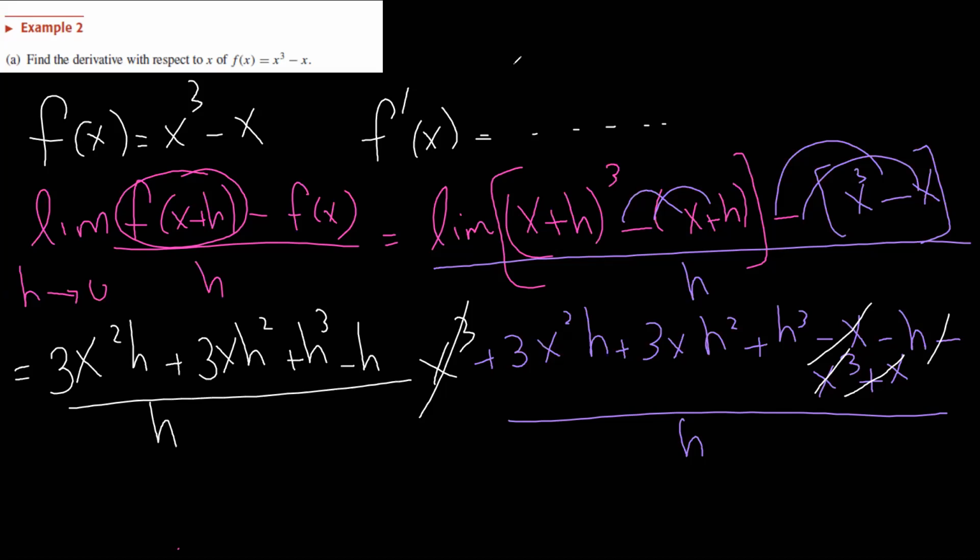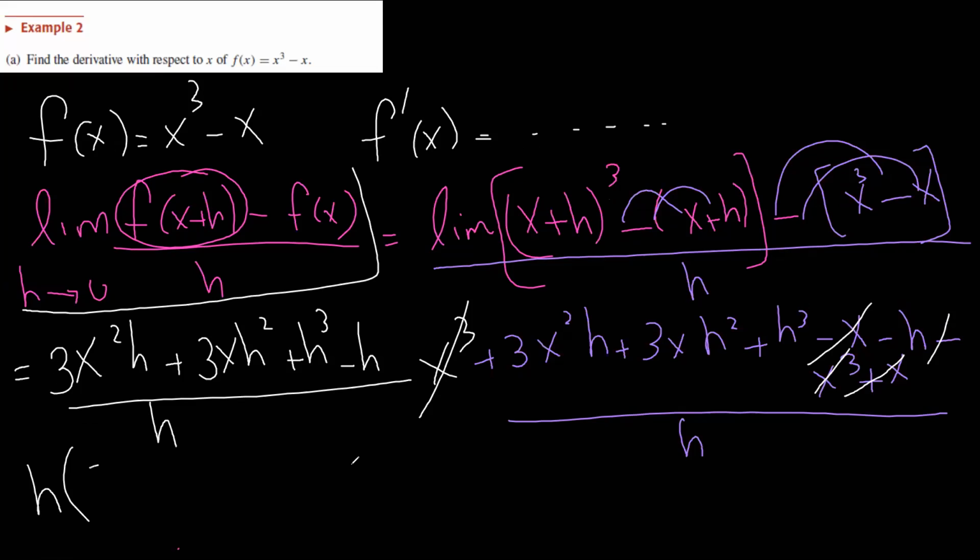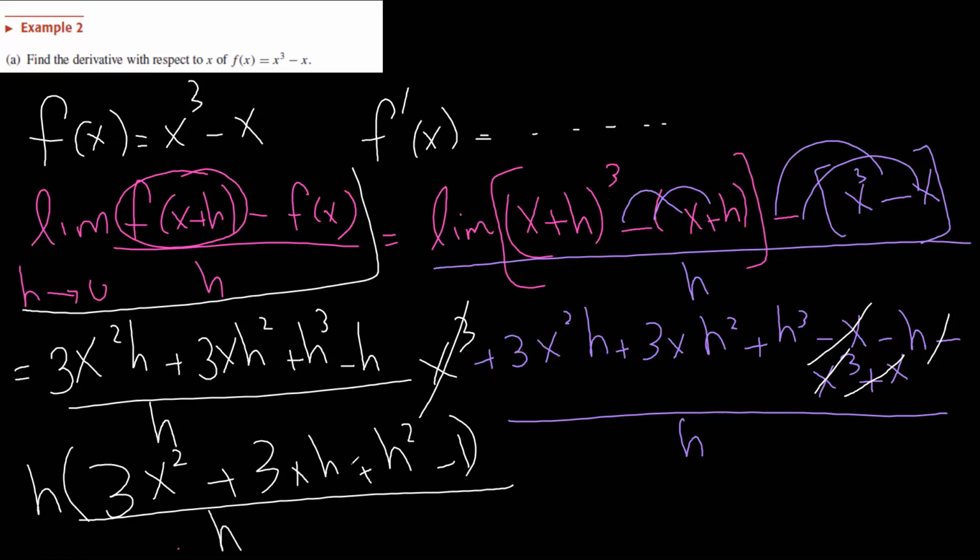Then let's take h as a common factor. So here, just write the limit. Evaluate x plus h. Simplify, then take h as a common factor. What will you have now? We will have 3x squared plus 3xh plus h squared minus 1 over h. Okay, take h as a common factor. Then after that, cancel each other. So what will you have now?